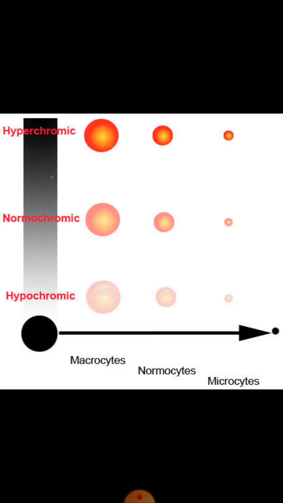In this diagram, there are three sizes of red blood cells. This is the normal size, so it is known as normocyte, and it means that in this cell the mean corpuscular volume is normal. Here the cell is larger, so it is macrocyte and its mean corpuscular volume is larger than 100 femtoliters. And here the size is small, so this is microcyte, and its mean corpuscular volume is less than 80 femtoliters.